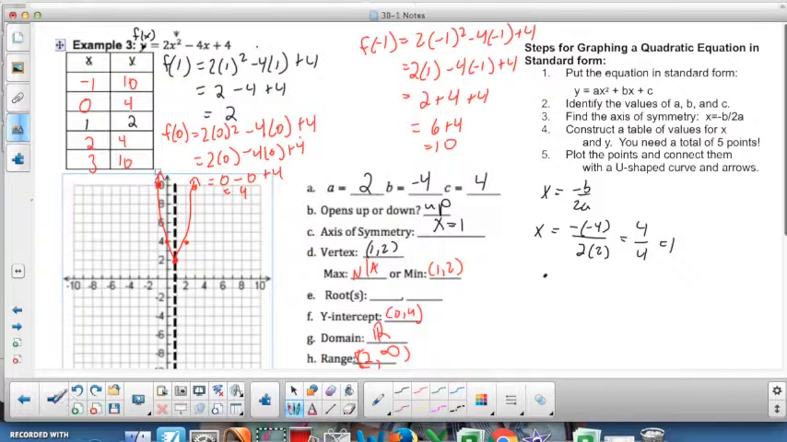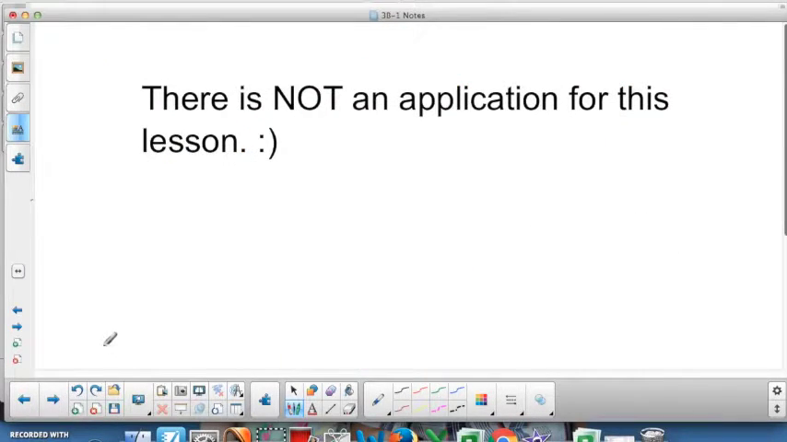All right, and that's it, guys. I've made you listen to a whole lot of practice, but luckily there's not an application. So go practice graphing. Let us know when you're ready to take a mastery check.